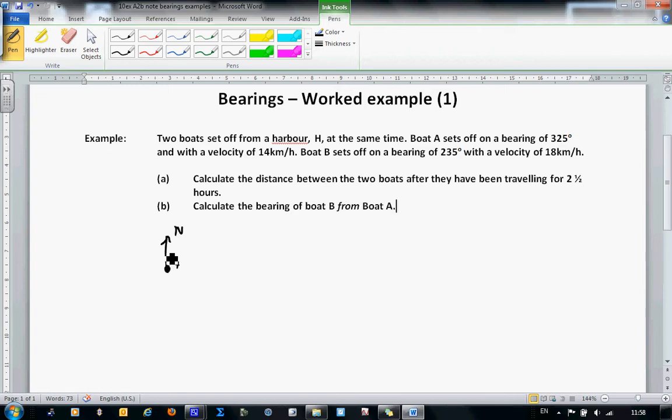And what we're looking at is boat A sets off on a bearing of 325. So if we look at that, 325, starting from north, 90, 180, 270. Okay, it's a sketch, so we're just getting an idea of where this boat is travelling. So that's what we've got there. Reading through, boat B sets off on a bearing of 235. So that's obviously an important bit as well.